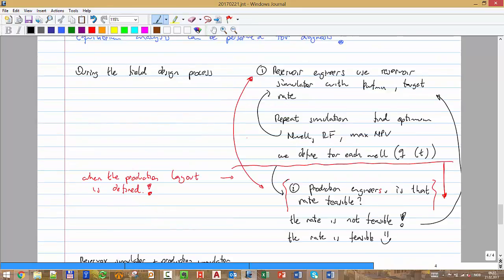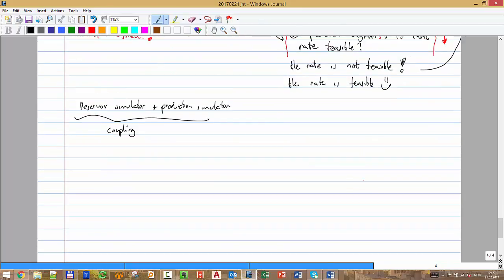And sometimes they get stressed because if we don't produce exactly that rate, we won't achieve the required recovery factor or the required drainage from certain region. Okay, so that's sometimes a bit stressing situation. Now I want to make a comment on what happens when we have multiphase flow.